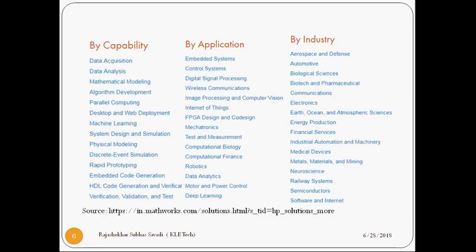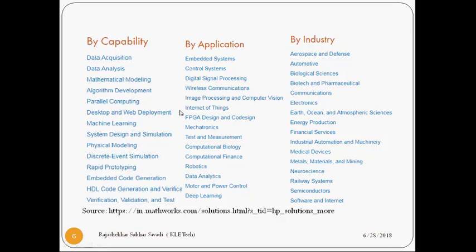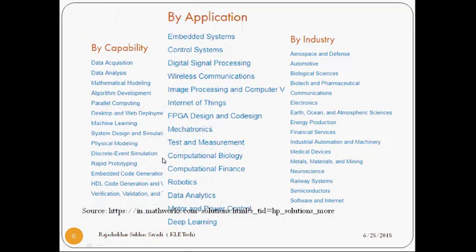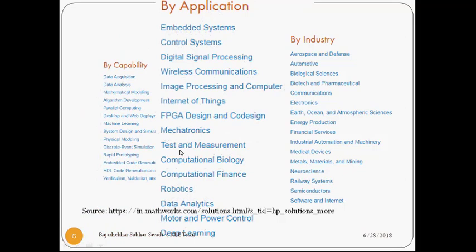If you go to the website and check what this software can do, the capabilities are listed by capability and by application. By capabilities, it can be used to acquire data, analyze data, and model it, through physical modeling and mathematical modeling. You can develop and check algorithms, do machine learning, and many things. By application, you can use it in embedded systems, control systems, digital signal processing, wireless communication, image processing, and many more.